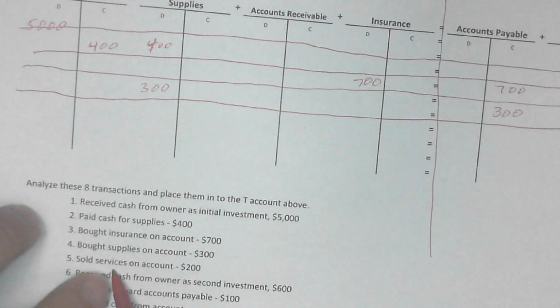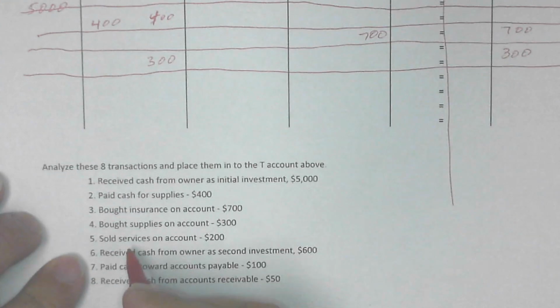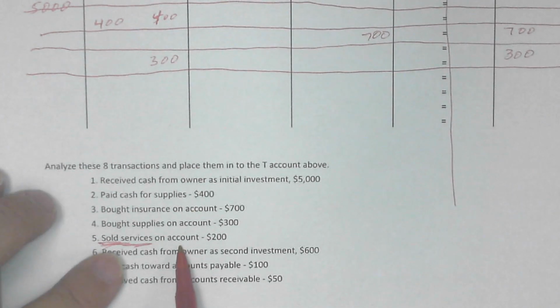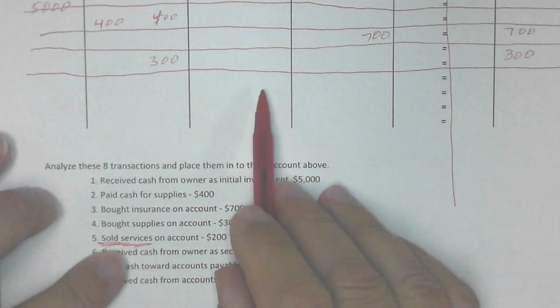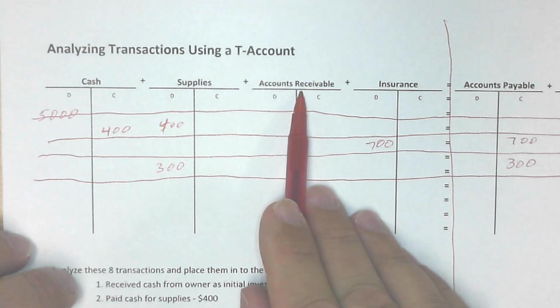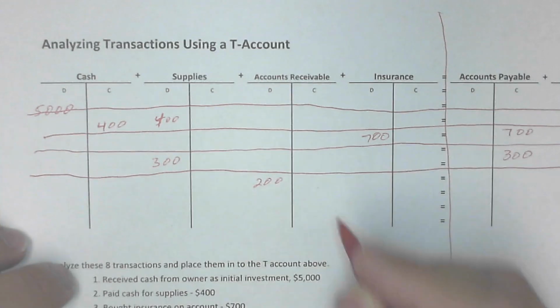So now we sold services on account. So that's money that somebody has to pay us. So the money that somebody has to pay us is increasing by $200. So our accounts receivable, because that's money that we're supposed to receive in the future. So I'll put $200 here for our increase.